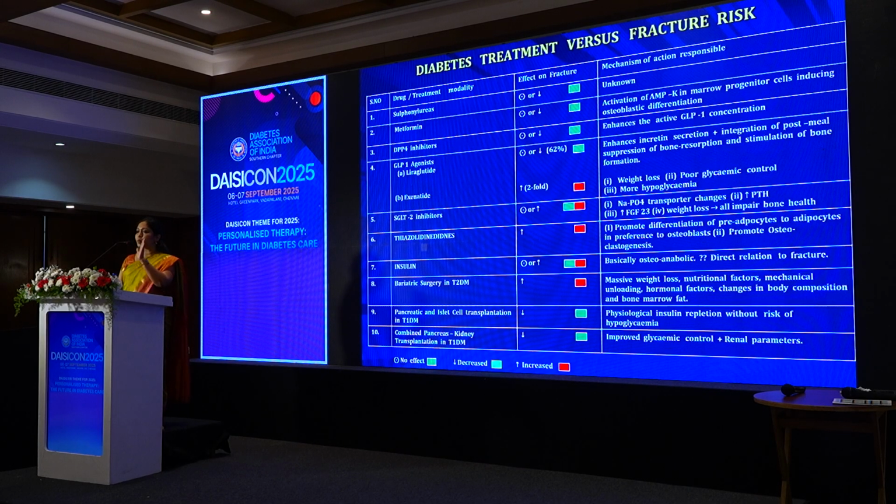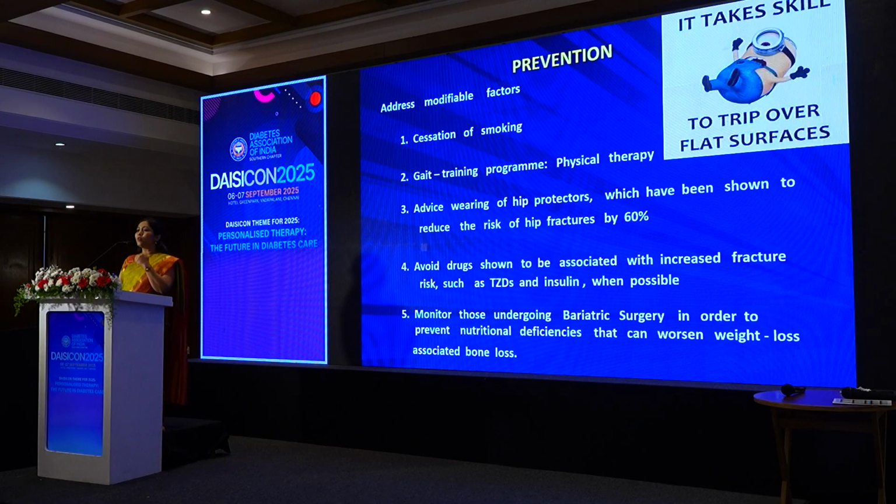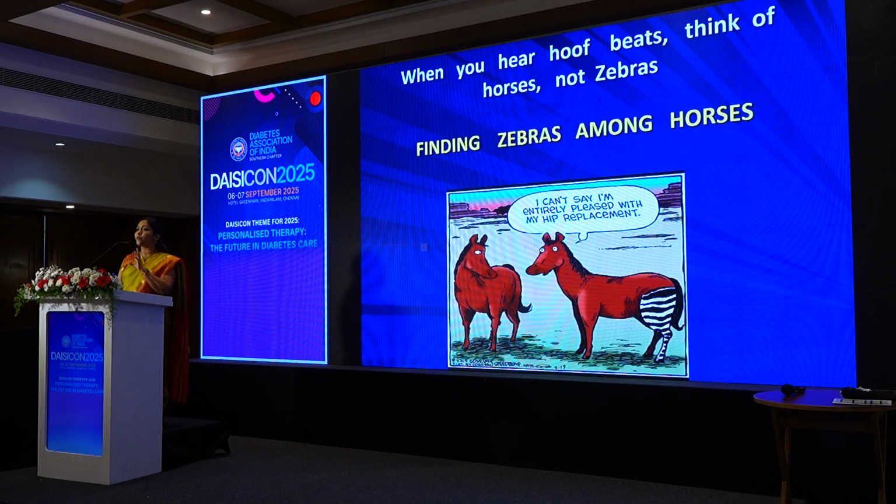Avoid drugs that can push them into fracture. Most importantly, TZDs in postmenopausal women, use it with caution. And all other drugs, the only major risk is that with hypoglycemia. You don't want your elderly people to have a hypoglycemic episode and have a fall. And like they say, it takes a lot of skill to trip over flat surfaces, right? So the main crux of the story in all this is to prevent a fall.